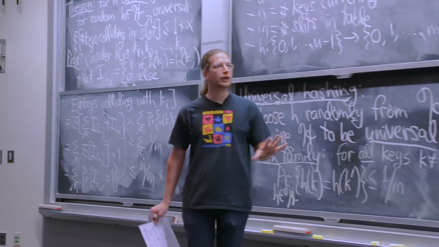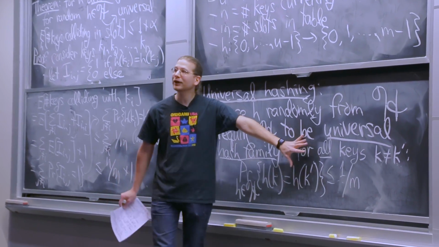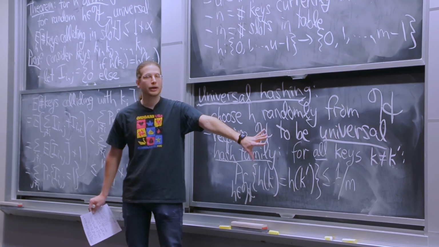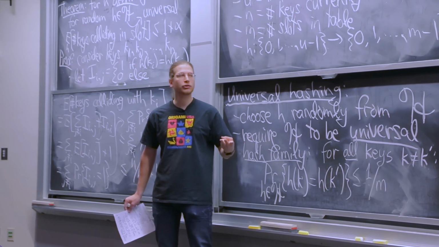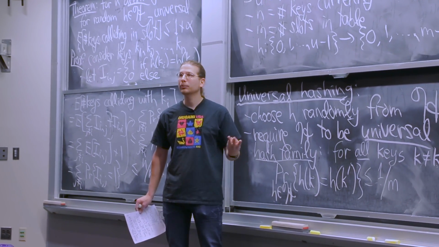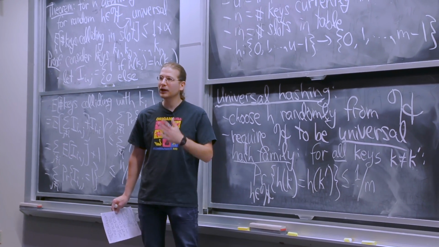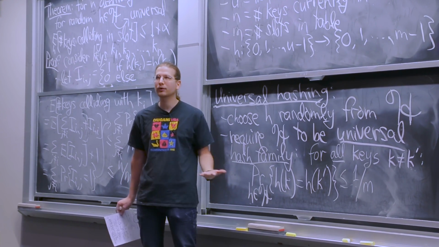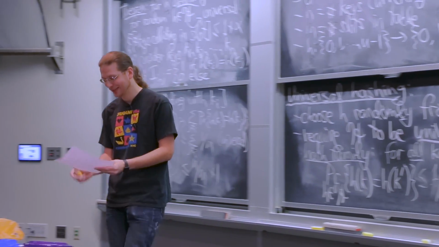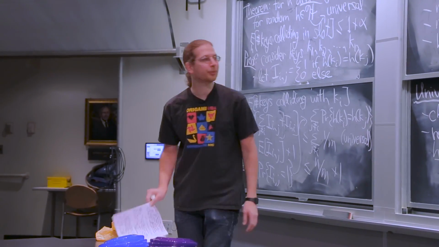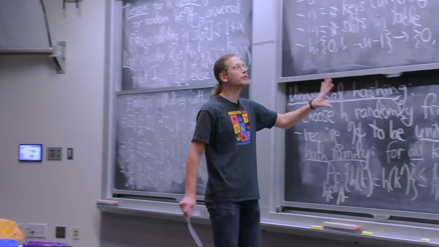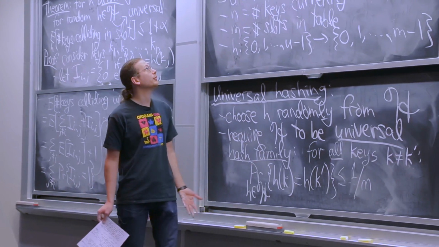So this tells you that if we could find a universal hash family, then we're guaranteed insert, delete, and search cost order 1 plus alpha in expectation. And the expectation is only over the choice of h, not over the inputs. I think I've stressed that enough times. But the remaining question is, can we actually design a universal hash family? Are there any universal hash families?